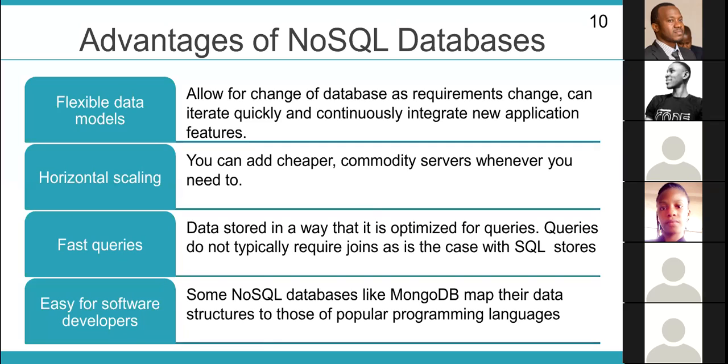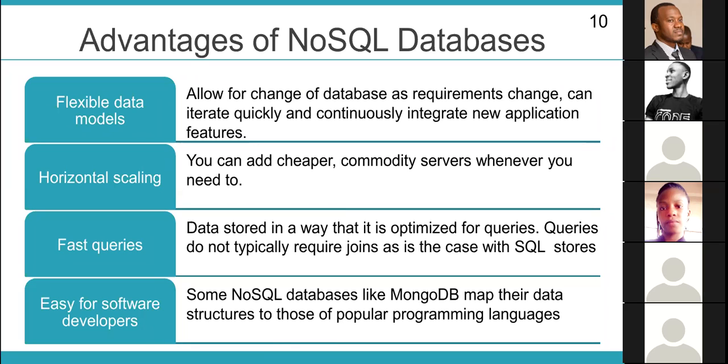They don't require vertical scaling, which is a requirement with SQL databases. If your server can't do it anymore, you'll need to do vertical scaling. But here, you can do horizontal scaling. You basically just get another, smaller server, and you'll be good to go.